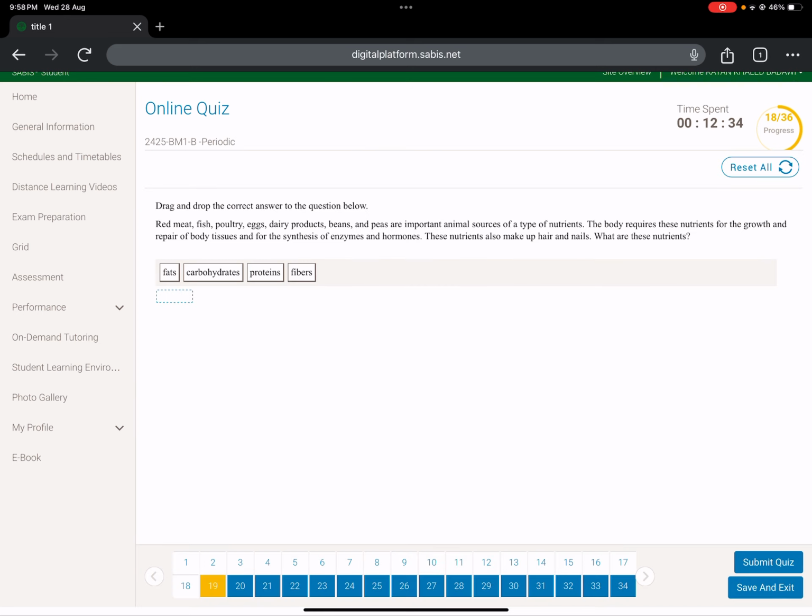Okay, let's go next. Red meat, fish, eggs, dairy products, peas are important animal sources of a type of nutrients. The body requires these nutrients for the growth and repair of body tissues and for the synthesis of enzymes and hormones. These nutrients also make up hair and nails. So usually they're asking us, what are these nutrients? Whenever you see something that's doing everything, it's usually proteins.